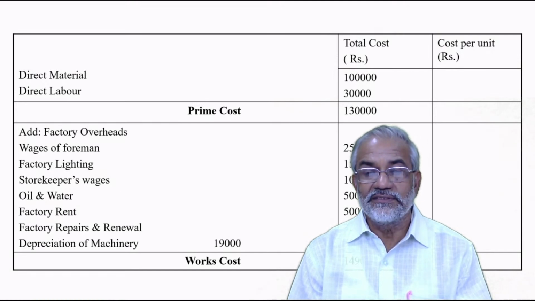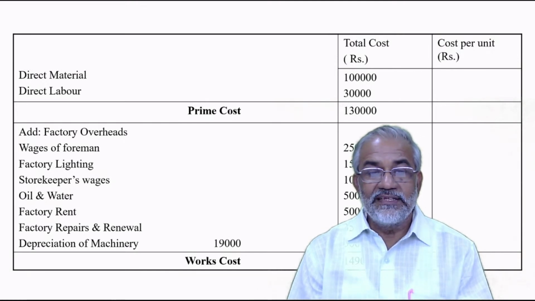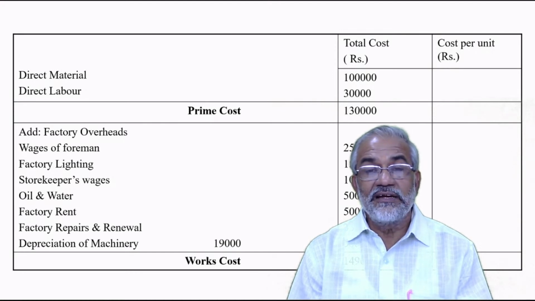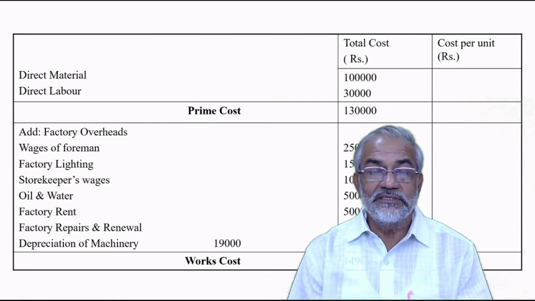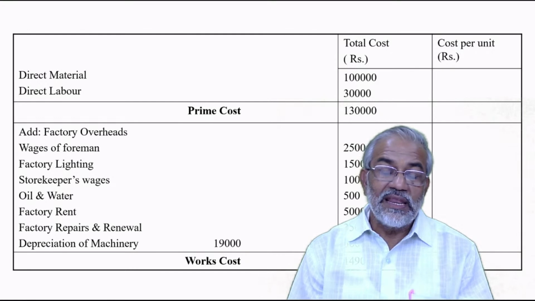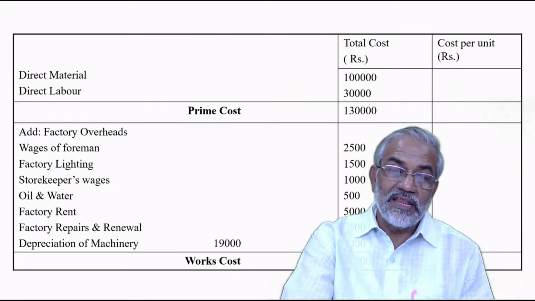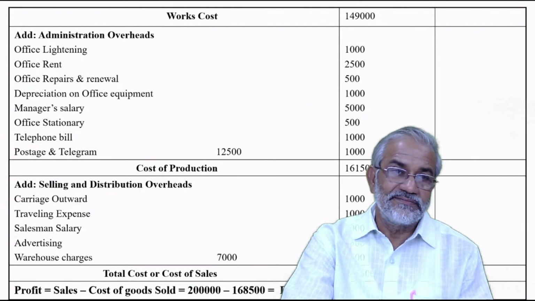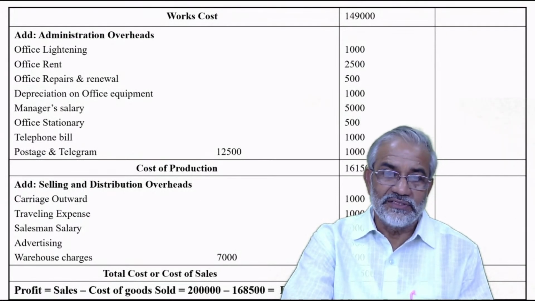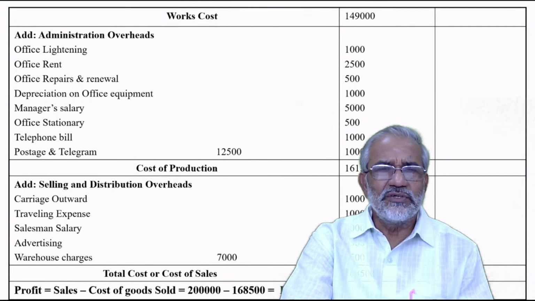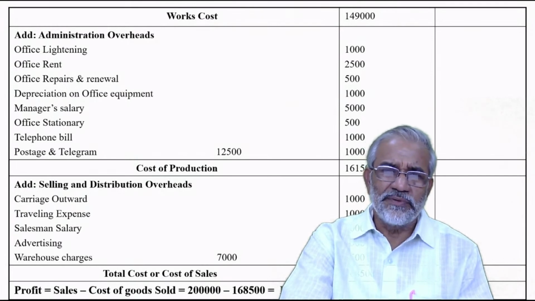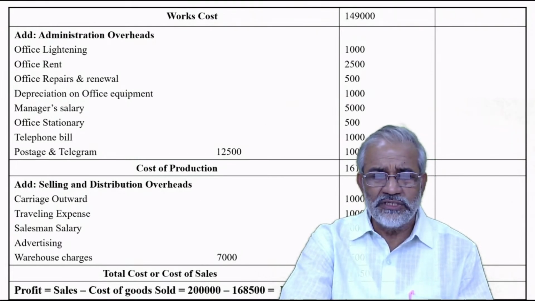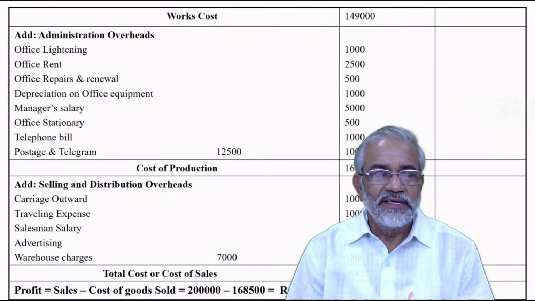to 19,000. When that 19,000 of factory overhead is added to the prime cost of 1,30,000, that becomes 1,49,000, and that 1,49,000 is called the works cost or factory cost, you can say. Works cost or factory cost. Factory cost and works cost, both can be used interchangeably.